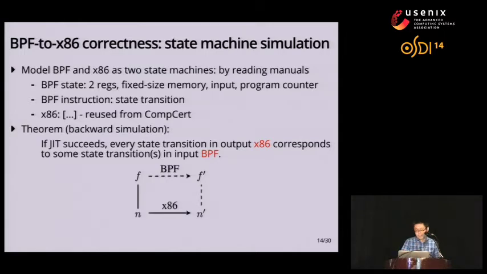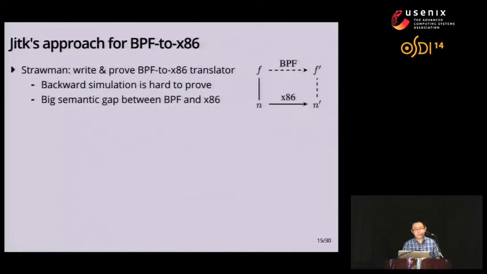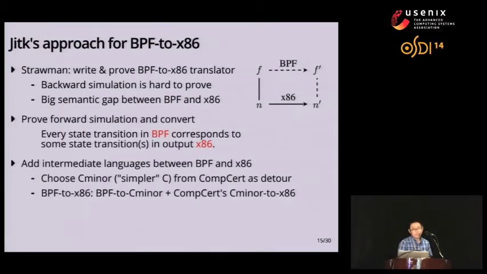So how do we prove this? A strawman approach would be, okay, let's just write one translator from BPF to x86 and prove it. And this is hard for two reasons. One is you want to say the output x86 corresponds to some input, and that's the inverse direction of the translation function, so it's very hard to do the proof. And the second is there's a big semantic gap between BPF and x86. We address the two challenges with two techniques.